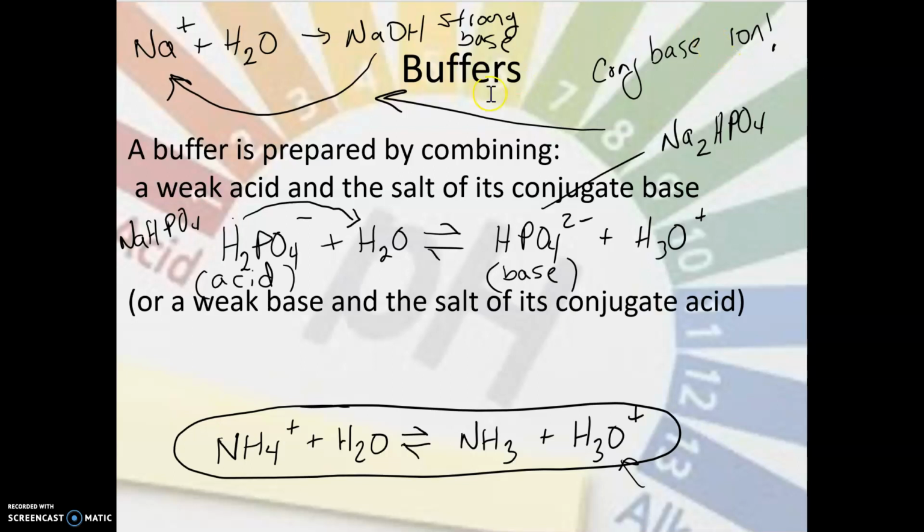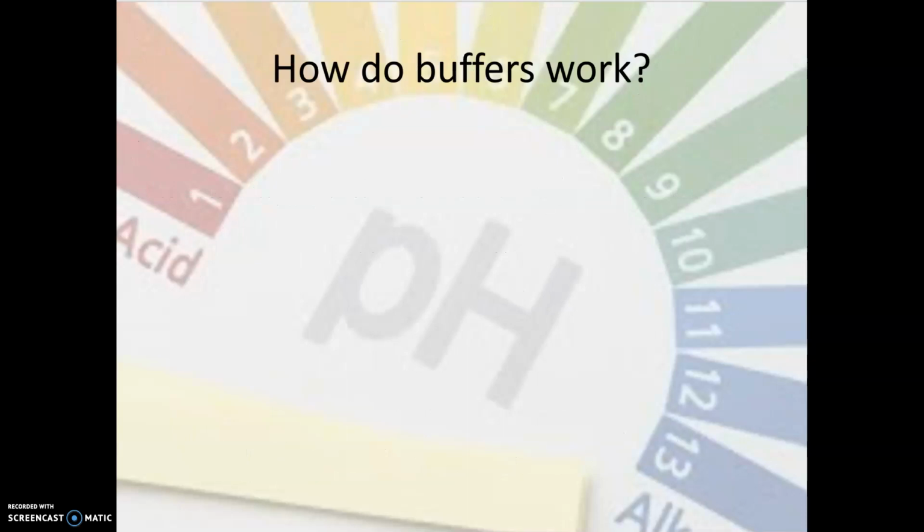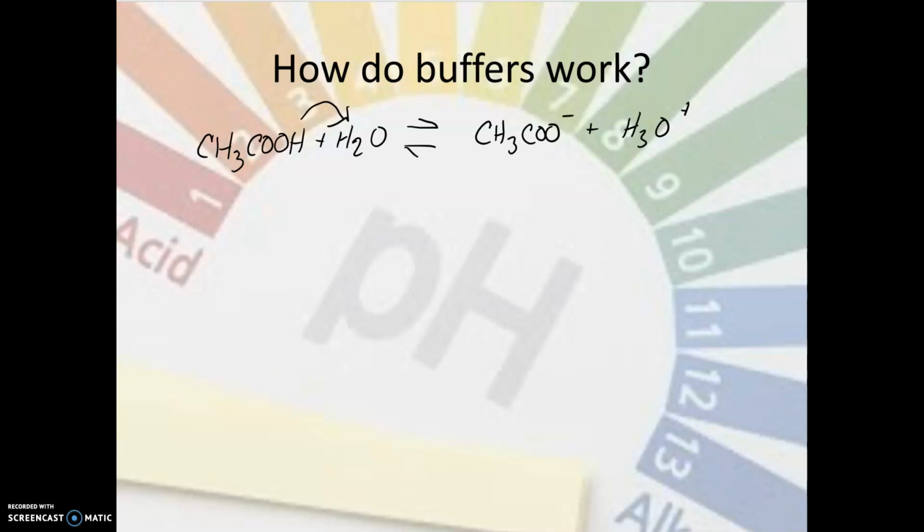Right. So let's talk about how this works. How do buffers work? I'm going to start with acetic acid again. It's a pretty common one. I'm just going to write the acid hydrolysis. This is a good weak acid to know. This is a very common acid that we use in the real world, in buffer solutions. In laboratories, we use acetic acid buffers quite a bit, and it ends up being an example in these calculations as well.